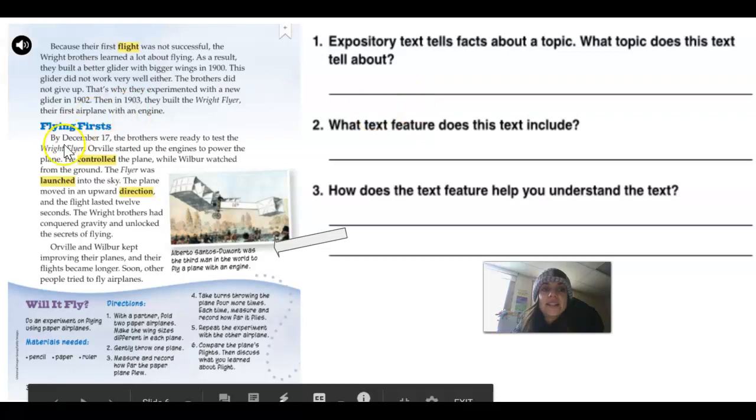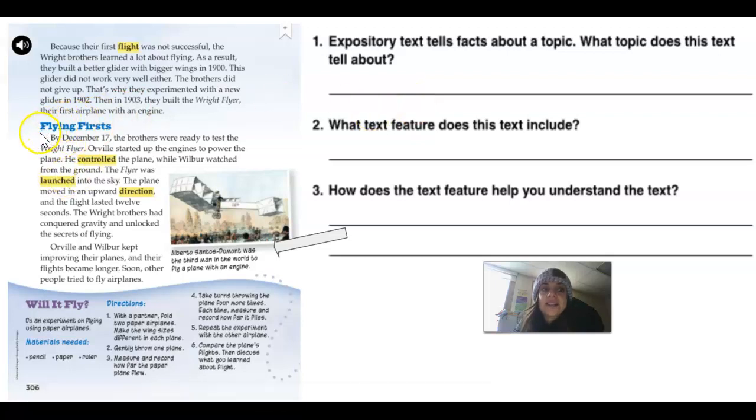Now that we've read this section that is introduced to us by a heading, we will now answer our questions. Now remember, good readers and writers always restate the question. Answer that question and then support it with text evidence. So I'm going to look for my question. Here's my question. What topic, it's introduced to us using a question word, does this text tell about? I'm going to cross off the question words, what does, and I'm going to restate it.